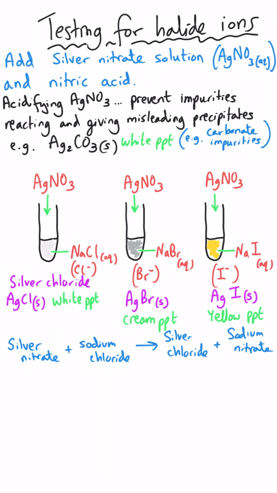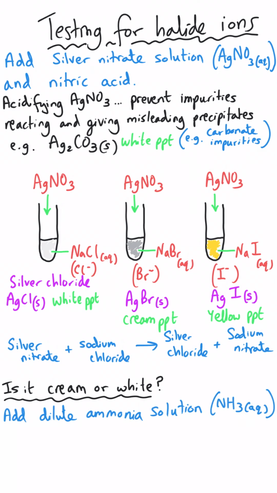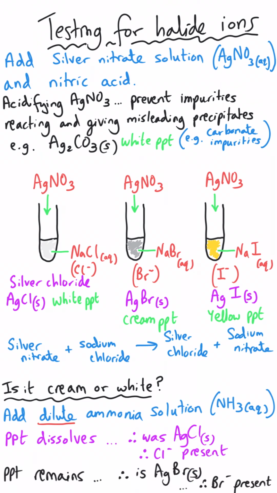Just in case you wanted extra confirmation, because a white precipitate and a cream precipitate can look quite similar, certainly if you don't have both of them, you might not know whether it was white or cream. What you can do is add a further chemical, dilute ammonia solution, and that will dissolve the silver chloride. And so if you get a white precipitate that then dissolves if you add dilute ammonia, then you know that you started with chloride ions present in your solution.